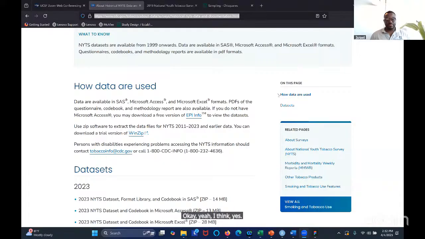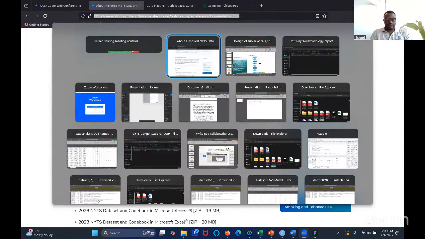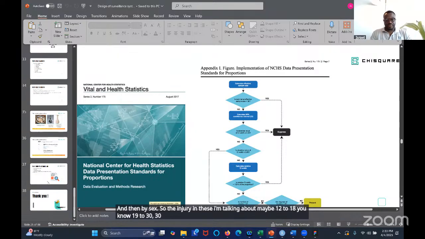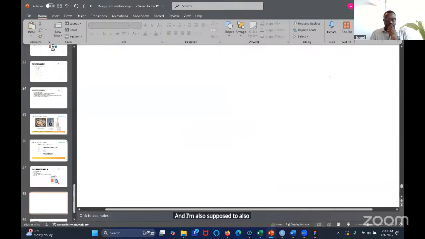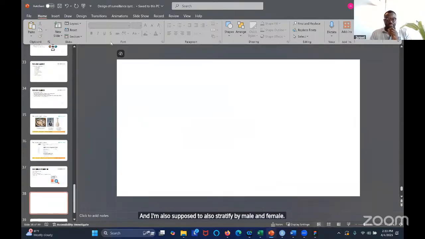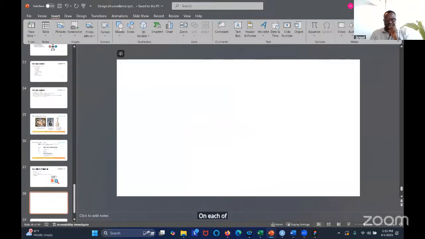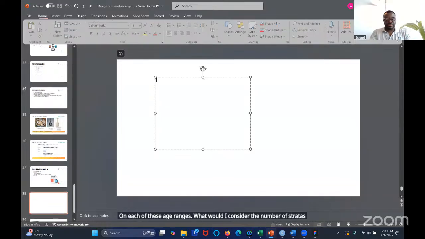I want to ask about strata. If I'm doing a survey and I'm supposed to stratify by age ranges and then by sex. So the age ranges I'm talking about maybe 12 to 18, 19 to 30, 30 to 40. So I have about 5 age ranges. And I'm also supposed to stratify by male and female on each of these age ranges. What would I consider the number of strata for this study?